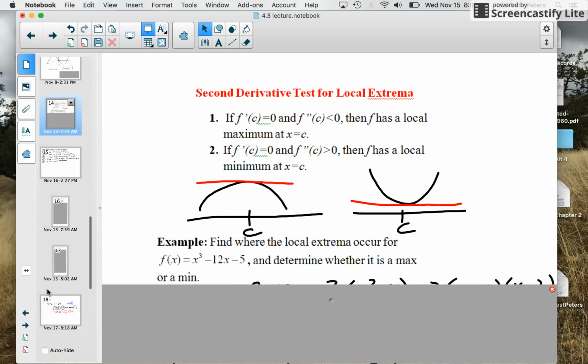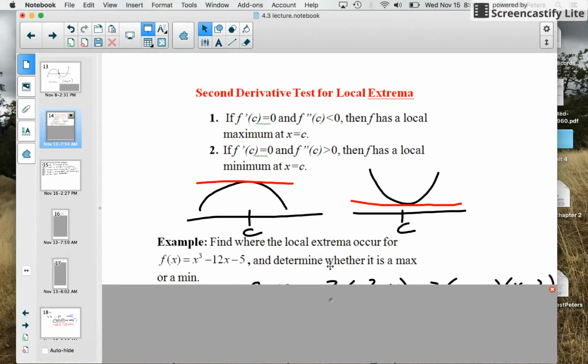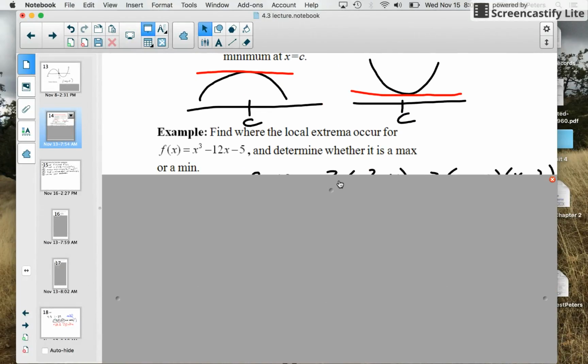All right. So let's do this problem. Find where the local extrema occur for this function and determine whether it is a max or a min. So try this one by yourself. See if you can do it on your paper.